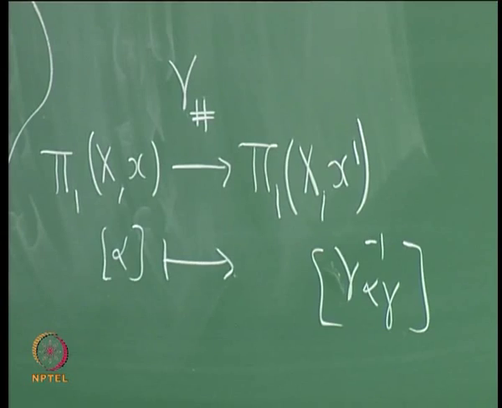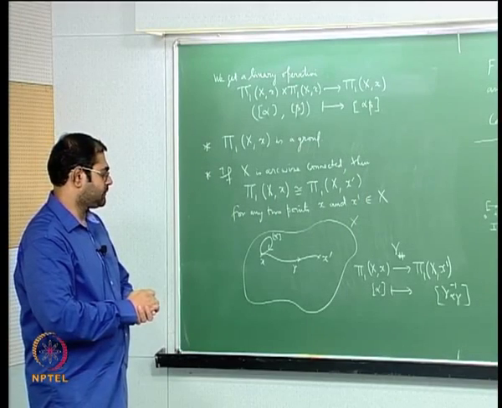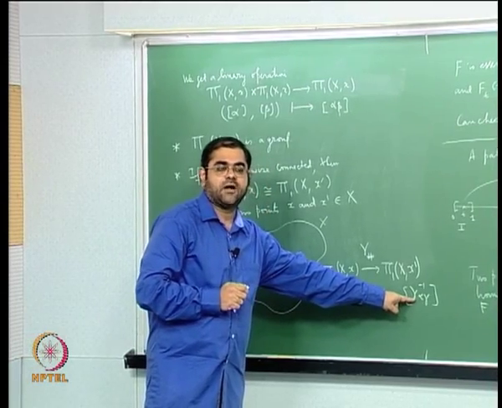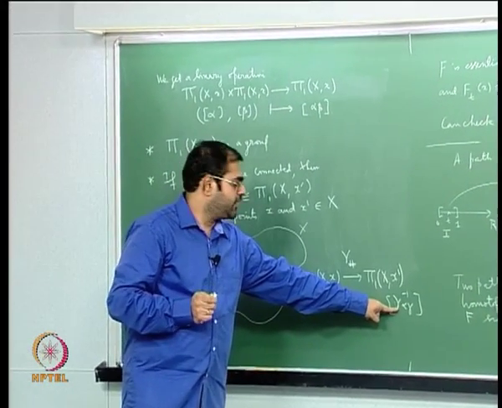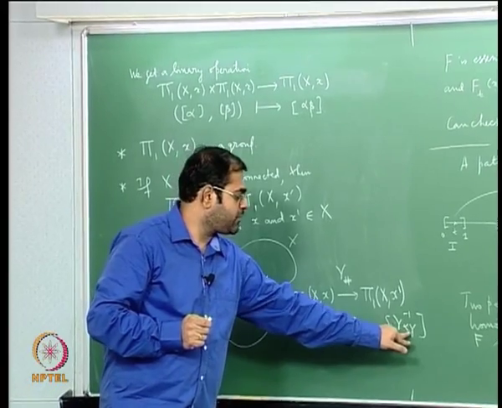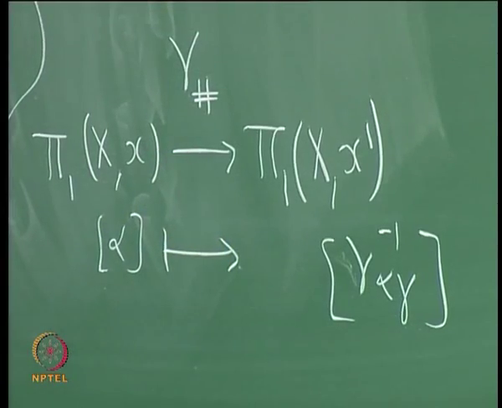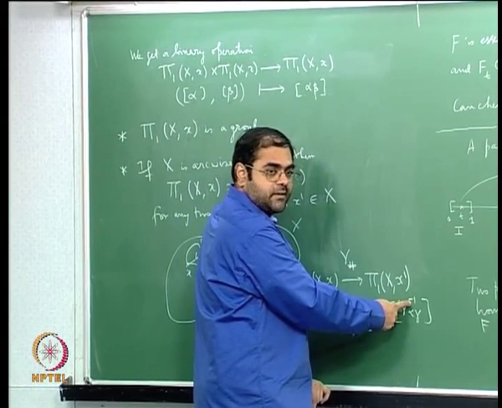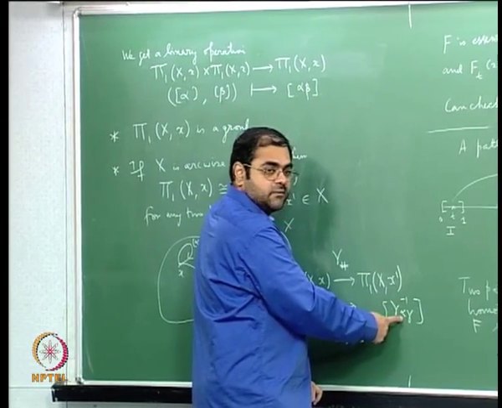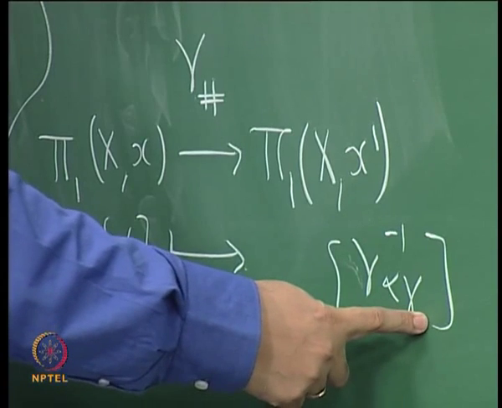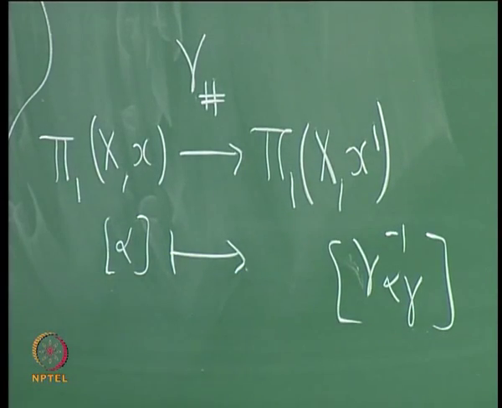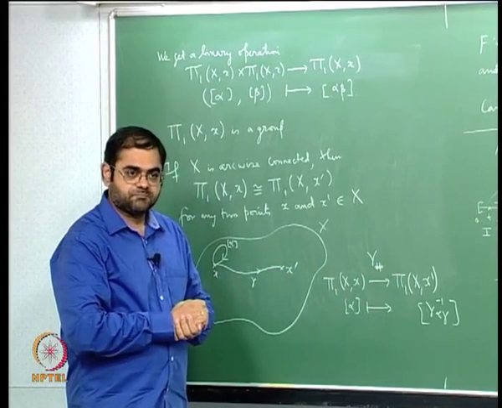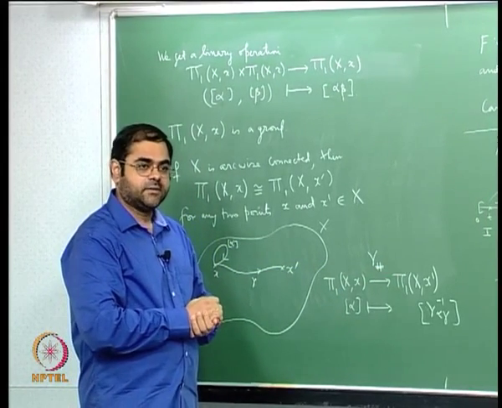When I write something like this, mind you, I am not thinking of gamma as a map, so this should not be confused with composition of maps. When I write something like this, I mean first go by gamma inverse, then go by alpha, and then go by gamma. So don't confuse it with composition of maps, right. And you can check that this is an isomorphism of groups. The constant path will go to the constant path.